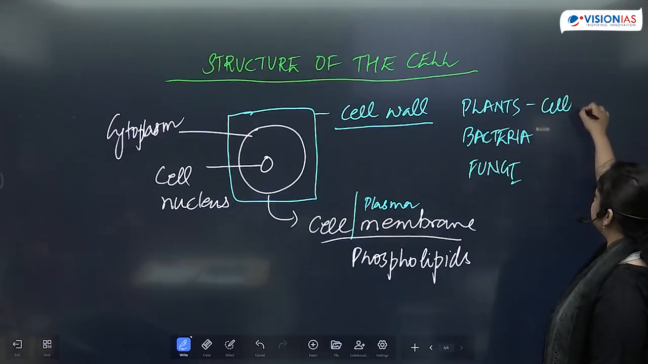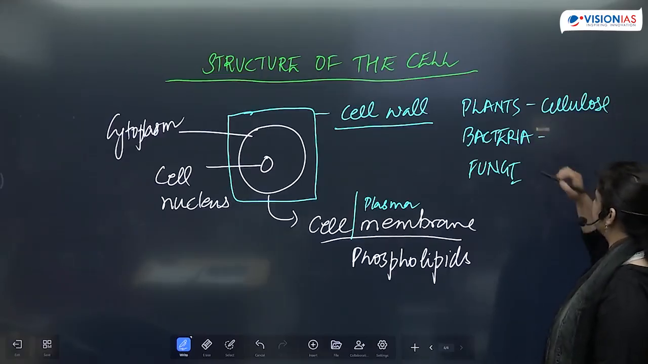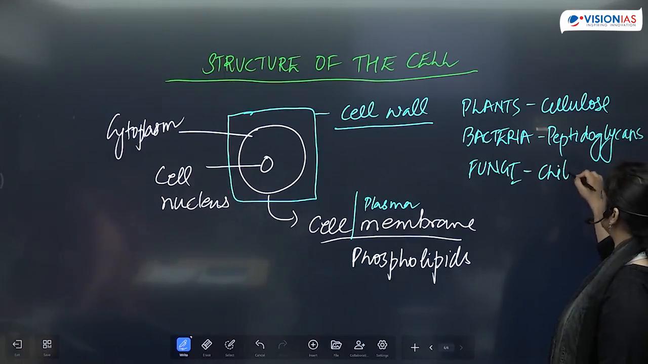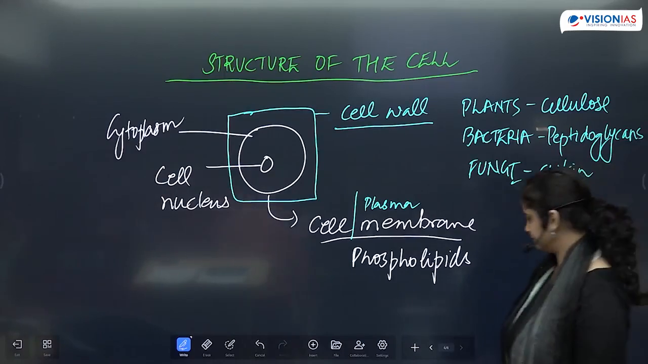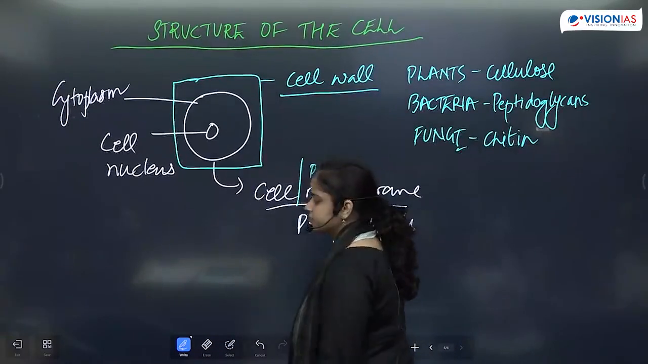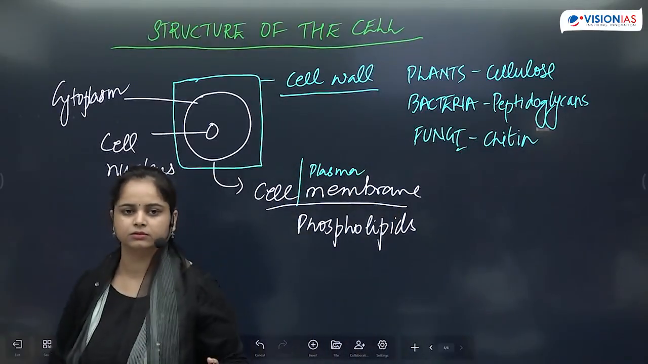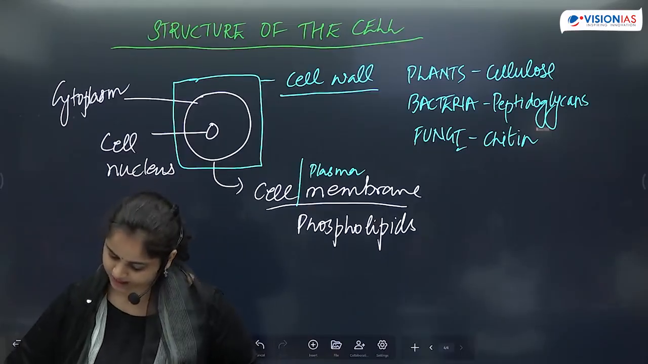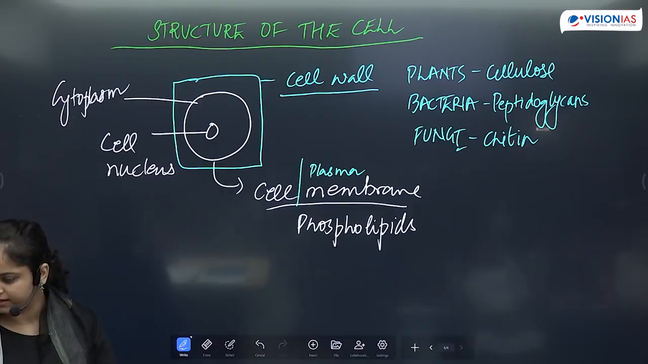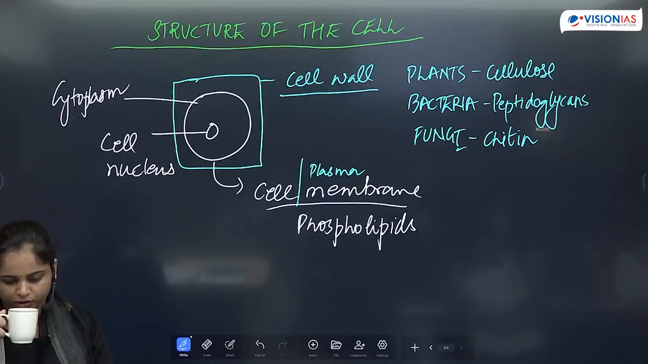Plant cell wall we studied yesterday, made up of cellulose. For bacteria you have something called peptidoglycans, and for fungi we have chitin. So we'll write this much first, then we'll go on further. Give the heading structure of the cell, and then the first thing you'll write is cell membrane or plasma membrane.